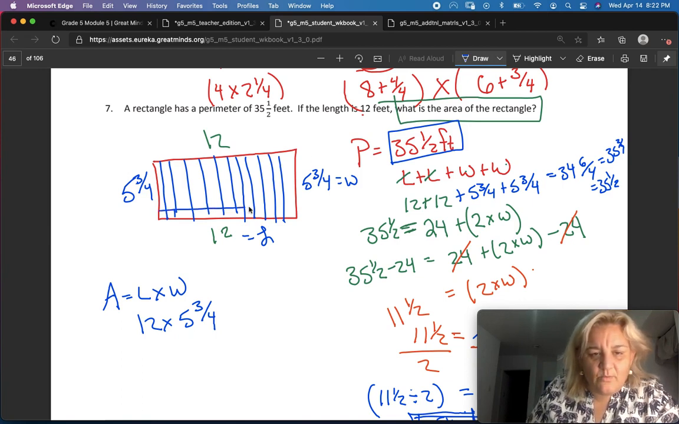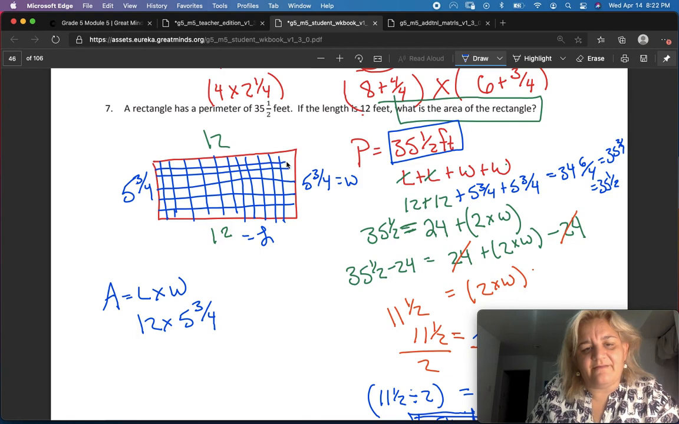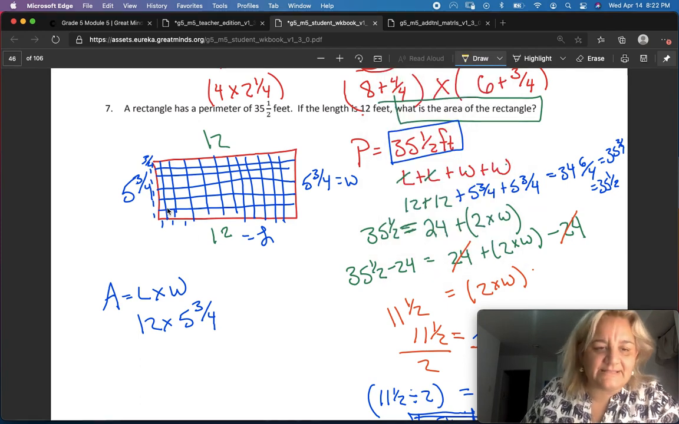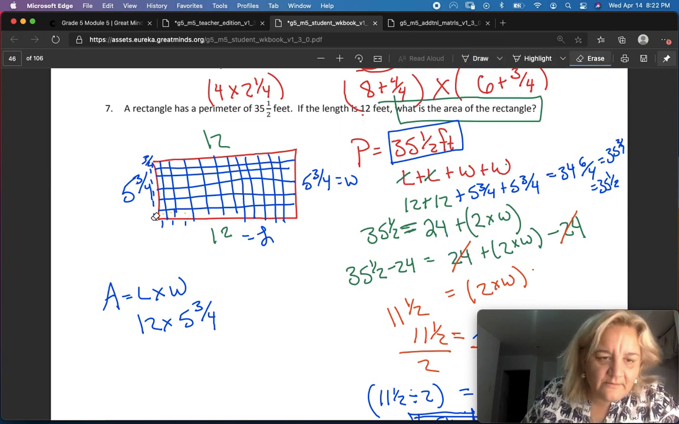So 1, 2, 3, 4, 5, and then 3/4. Okay, so 1, 2, 3, 4, 5 3/4. And then here I've got 12, and I did that into 1, 1, 1. So now all I have to do is count my dots. 1, 2, 3. Let's use a different color, I think.